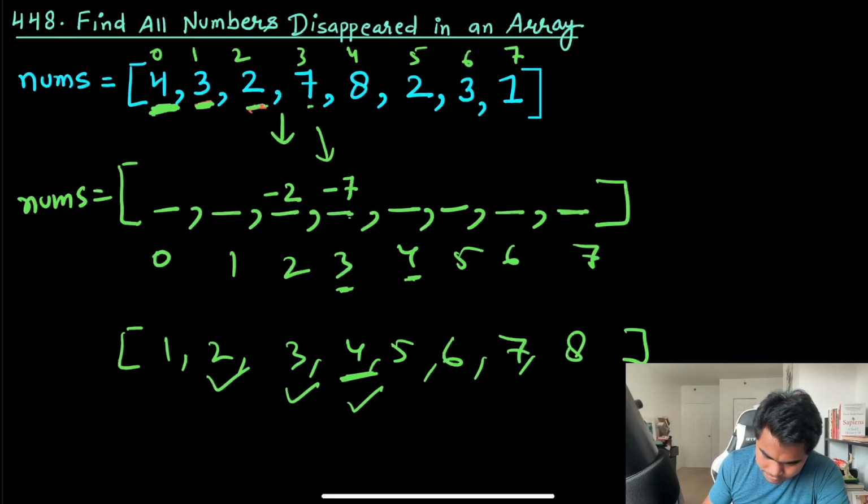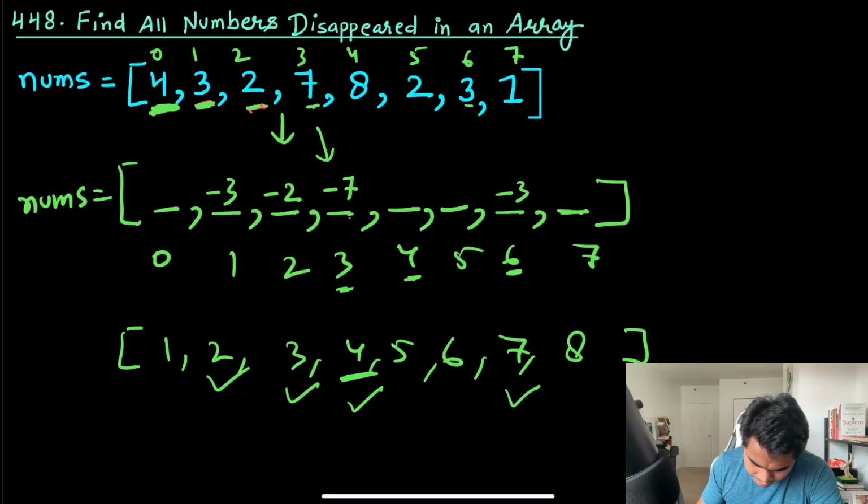All values are seen, right? All values are seen. Then I will also mark the value right here as negative. So this 3 I will mark as -3. Then I go to 7 minus 1, 6 right here. I will say that I've seen it. So at 6 it's -3, so I will say -3. So I've seen 7 as well.